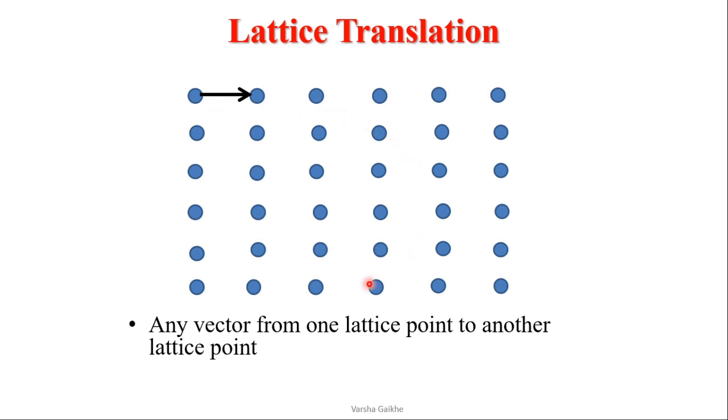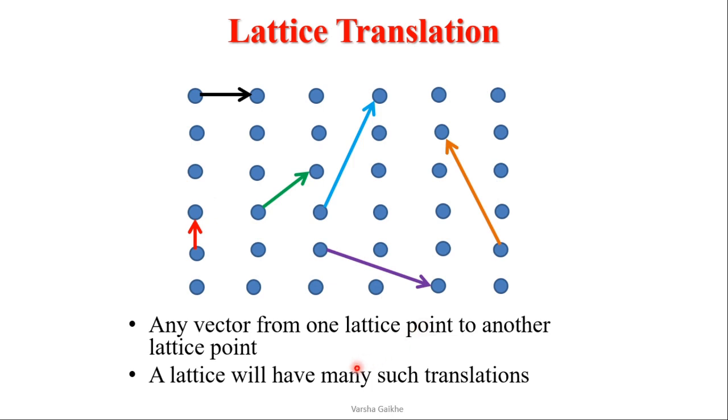If you look at the drawn lattice, it is evident that the drawn lattice contains many points. So, if you wish, you can draw other vectors like I have drawn in red, green, orange, blue and purple color. All these vectors are lattice translations, and a lattice will have many such translations.